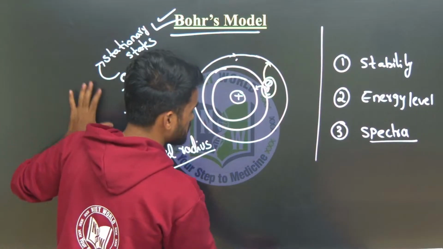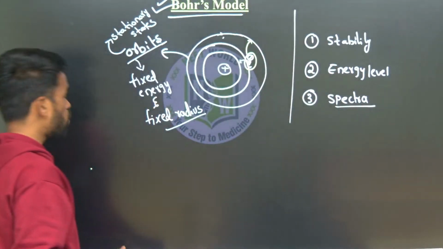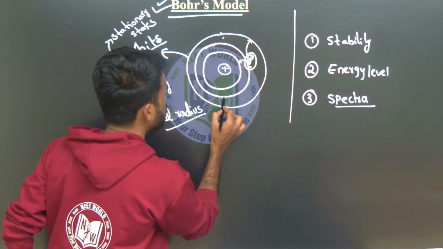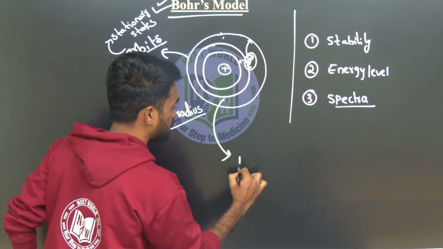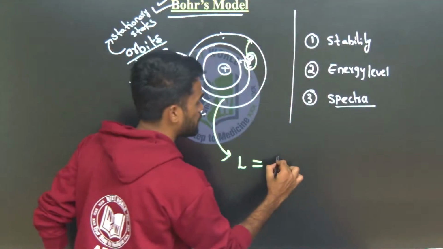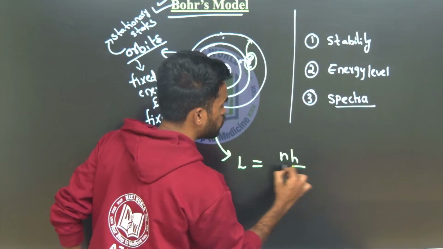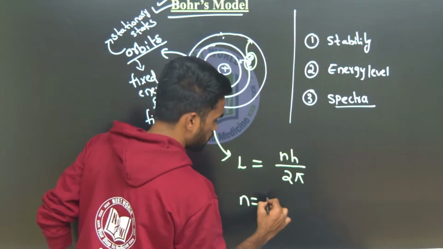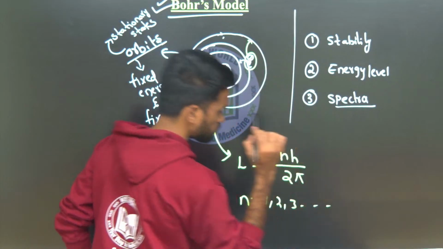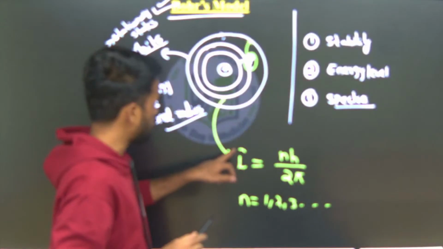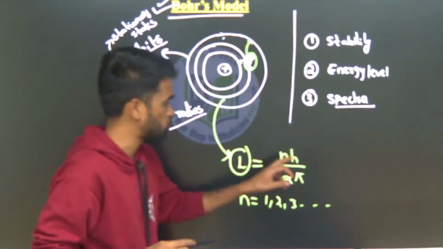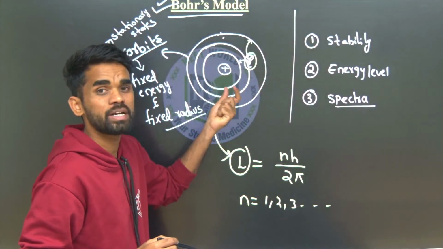See, what is the next postulate he considered? Only those circular paths are allowed whose angular momentum L is an integral multiple of h by 2 pi. So it means n value can be an integer, 1, 2, 3, 4, like this. If the angular momentum is equal to n h by 2 pi, then we can say that particular orbit is allowed.